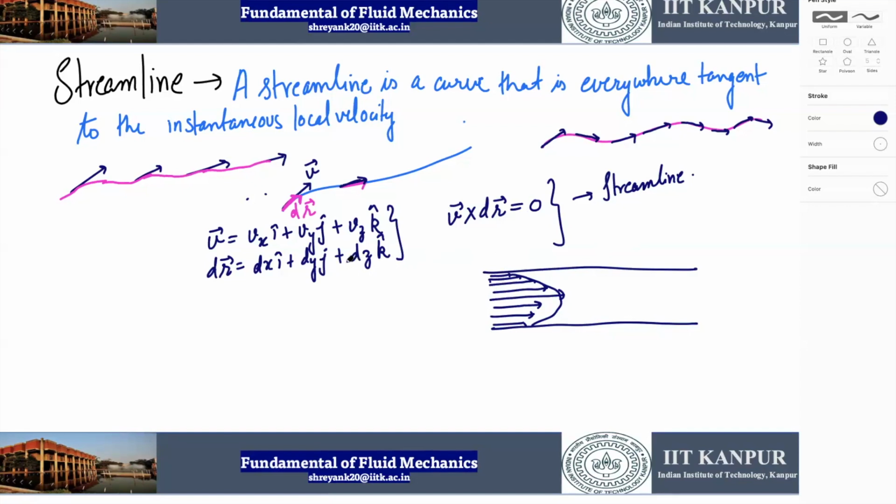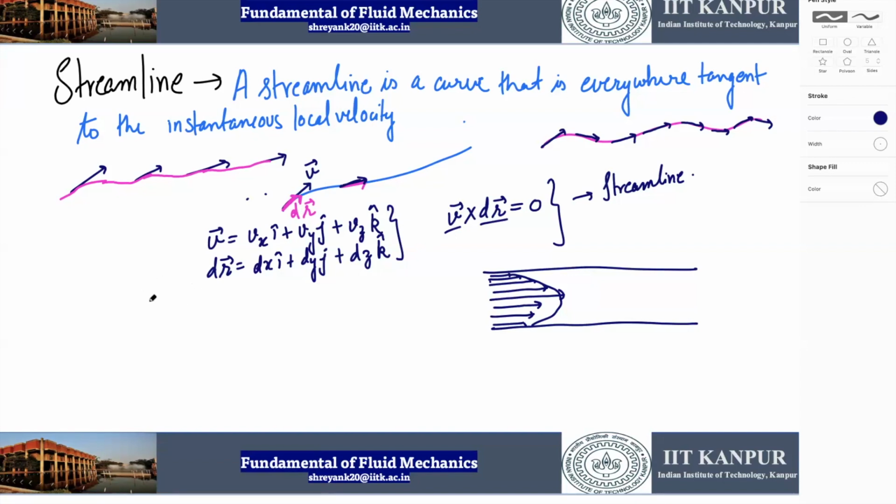So I wanted to know the equation of the streamline, and what I said is it is a tangent, which means both are parallel to each other, such that the cross product of V and d should be equal to 0. So using this we can get the equation of the streamline.